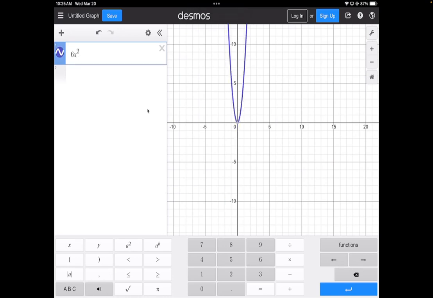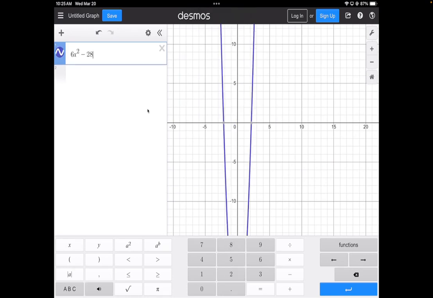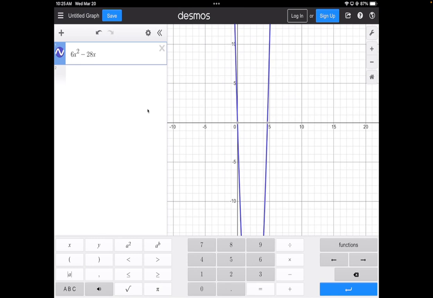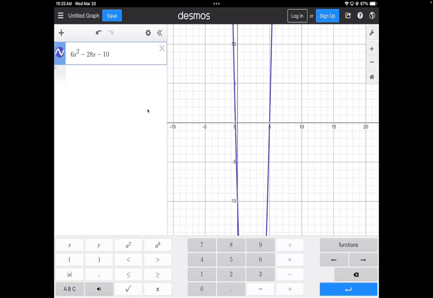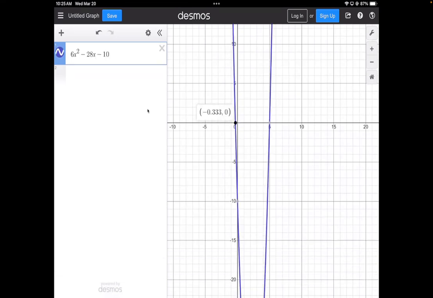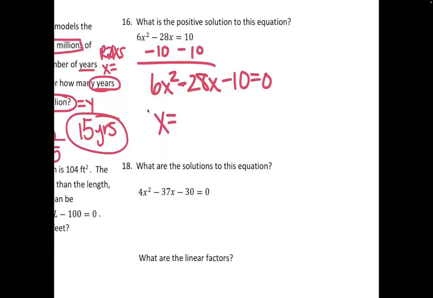6x squared minus 28x minus 10, right? So I have this ugly decimal, -1/3, and I have +5. And they are asking us about the positive root. So I'm only going to write 5.